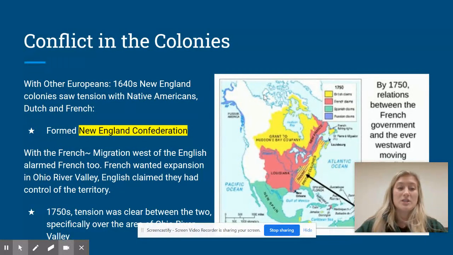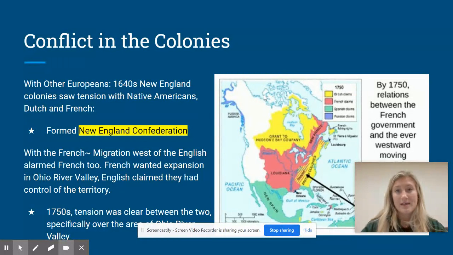So the next thing that we need to talk about is conflict specifically with the French. So the French had this idea of migrating west as well. And the territory in the Ohio River Valley becomes something that creates a very impactful dispute between the French and the British. The Ohio River Valley was an area that had large amounts of fur that could be traded. So it was an area that led to possible profit.